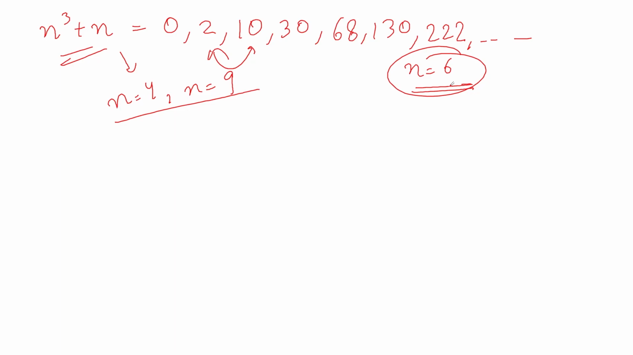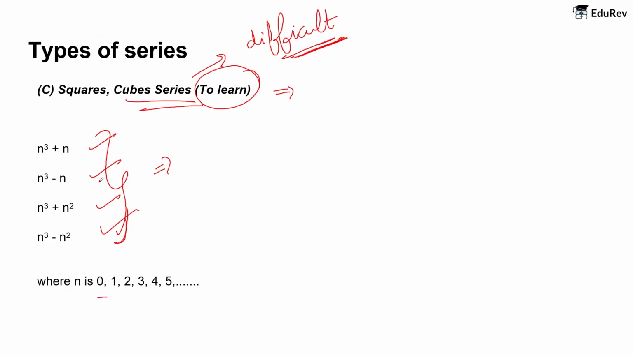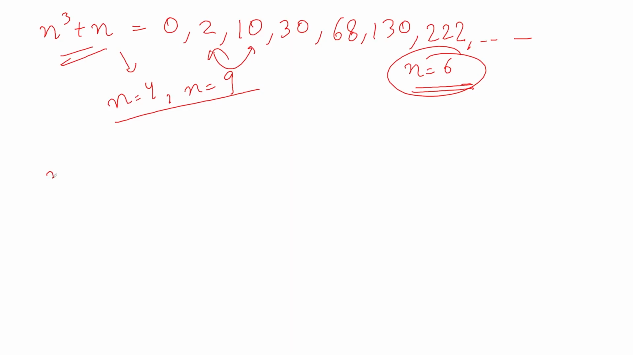It will be somewhere in your subconscious mind that, okay, let me try this. It may be possible, right? And if you are fortunate, you may get your answer in the very first chance itself. Okay. So now let's go into the next type of series, n cube minus n.